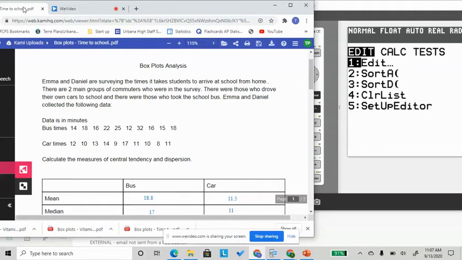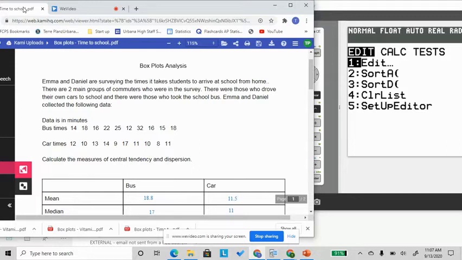Plot analysis of two sets of data of bus times versus car times driving to school. So Emma and Daniel are surveying the times it takes for students to arrive at school from home. There are two main groups of commuters who were in the survey: those who drove their own cars to school, and those who took the school bus. Emma and Daniel collected the following data.